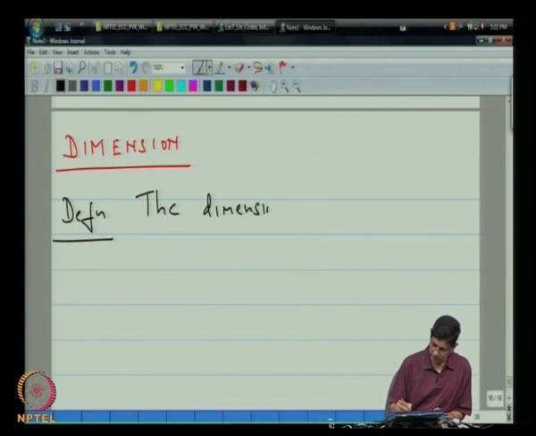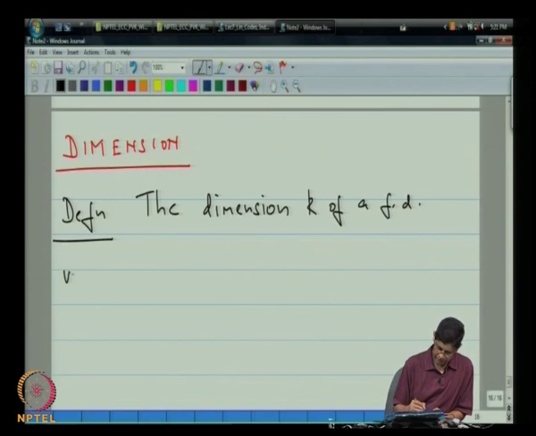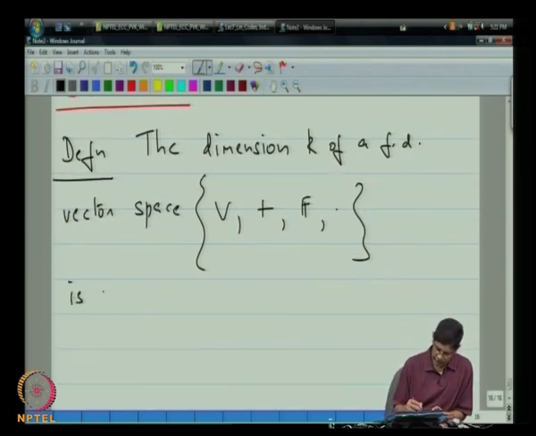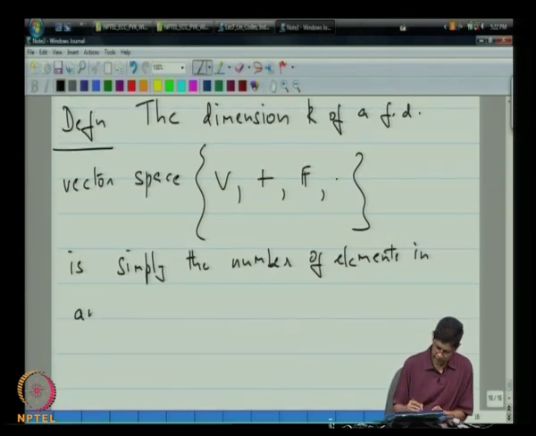The dimension K of a finite dimensional vector space is simply the number of elements in any basis for V.